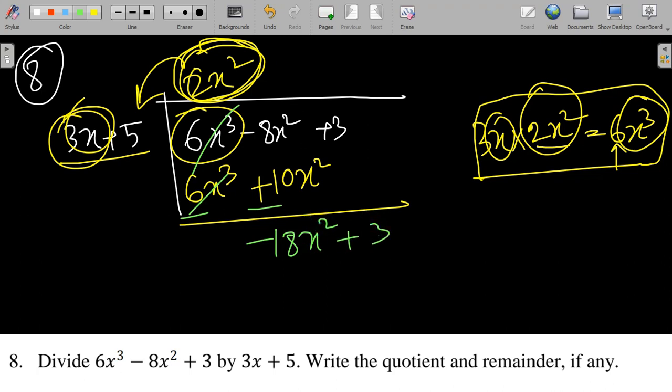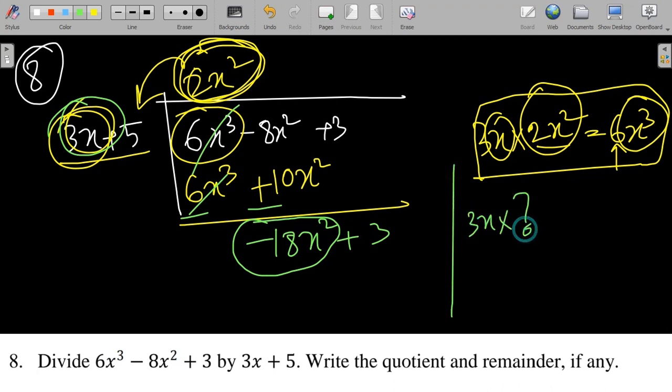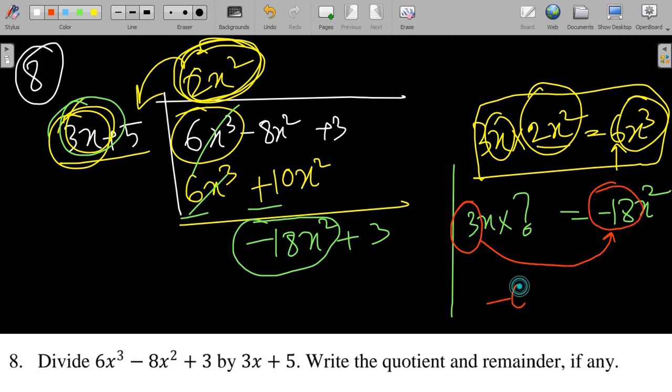Now again you have to see the leading terms. Here the leading term is plus 3x. Here the leading term is minus 18x square. Now again you think like the same. 3x you have, what will you multiply to get minus 18x square? So again if I just throw the same question towards you, that it's 3. How to make minus 18 in terms of number? You know that we need a minus 6.